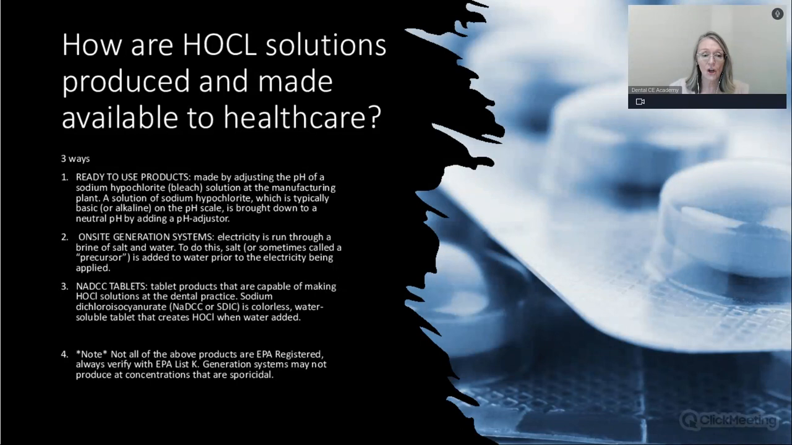On-site generation systems, electricity is run through salt and water. The salt, sometimes called a precursor, is added to the water prior to the electricity being applied. And then what we're going to talk about following this is NADCC tablets.